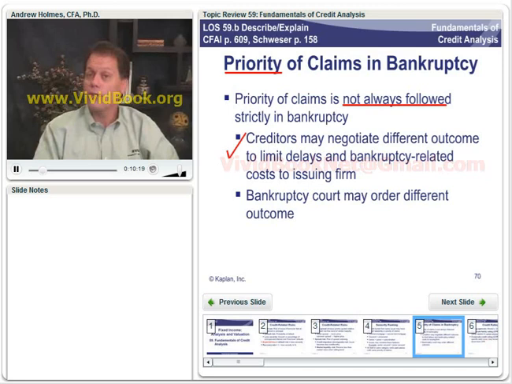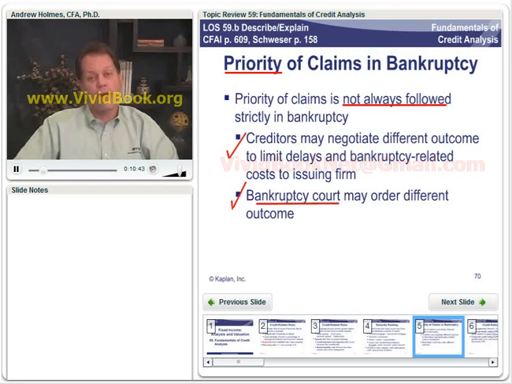So the creditors can actually negotiate a different outcome than what is in the priority of claims or the legal statutes in order to speed up receipt of cash flows, those types of things. And then, of course, when you're dealing with the court system, the bankruptcy court or bankruptcy judge may just do something different. And when that happens, the rest of us have very little choice but to comply with it.